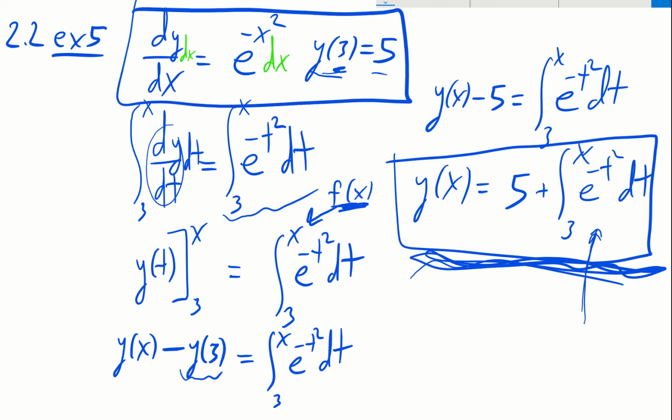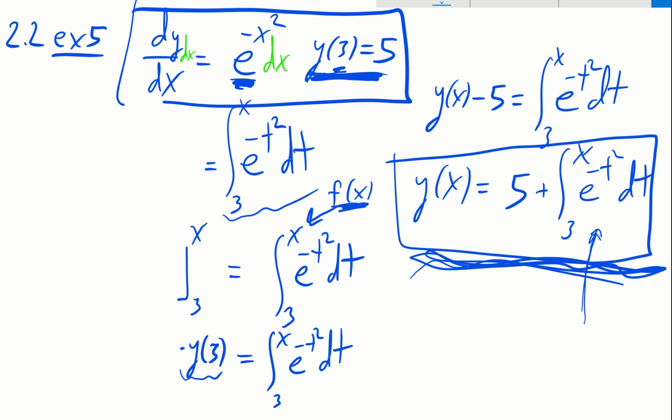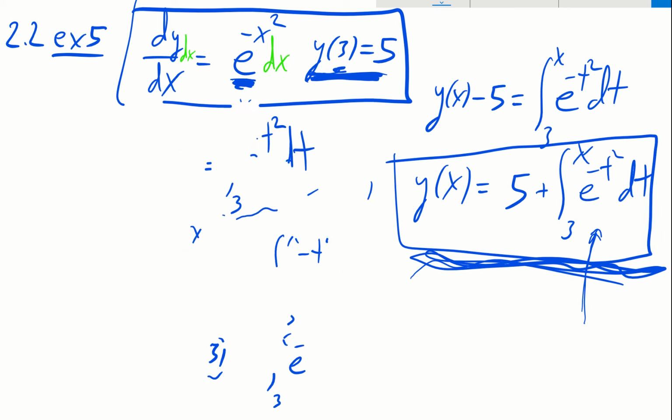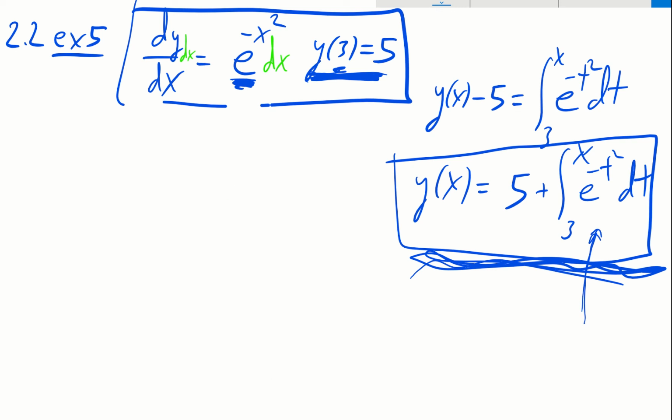In other words, I'm claiming that the derivative of y is equal to e to the negative x squared, and I'm also claiming that y of 3 is equal to 5. Well, let's go ahead and check that. And I don't begrudge anybody for being a little bit skeptical that this thing actually works, but let's check it. First, let's check the initial condition, because that's the easiest. If I plug 3 into this function, do we get the output 5?